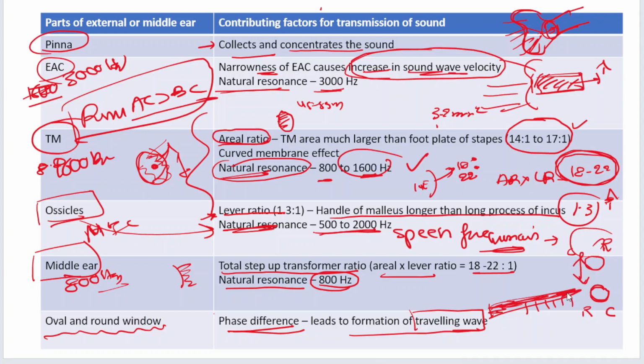So there will always be a phase difference, and that is how the pressure wave passes through the perilymph of the scala vestibuli and scala tympani, and that causes the establishment of a traveling wave on the basilar membrane, which causes a particular part of the basilar membrane to get activated, and that information is passed on through the central nervous system to the cochlear nerve. With this we come to the end of the transformer action of the middle ear.